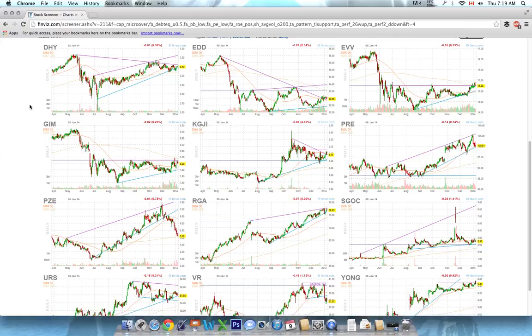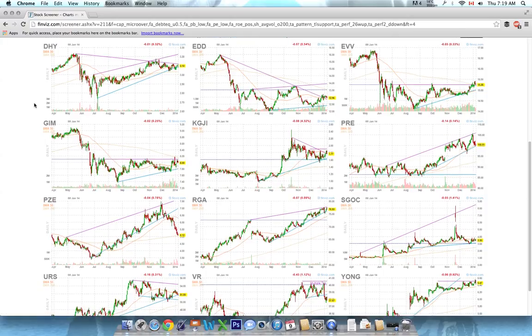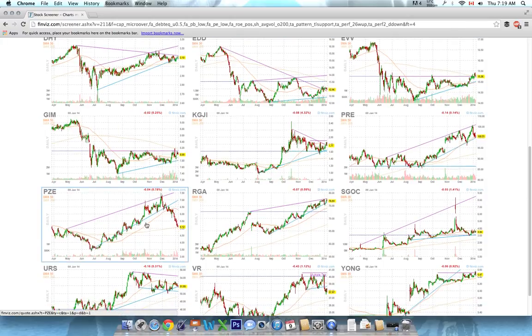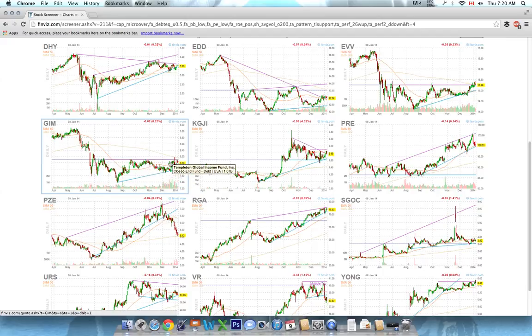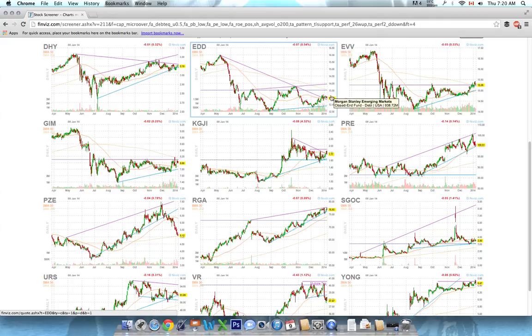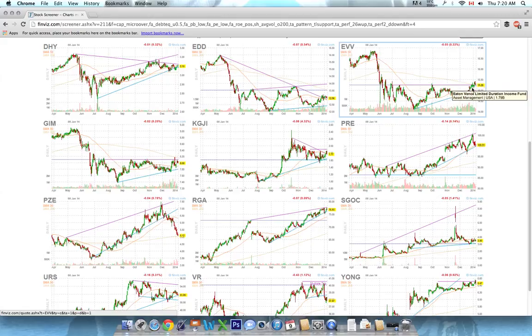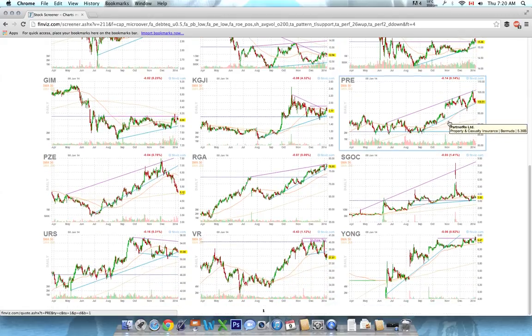So again, the stock screen's not perfect. You're going to have to use your own judgment. For example, PZE here doesn't look like a great swing trading opportunity. The stock is broken down even though it's up on the half of the year. On the other hand, GIM might be getting ready to bounce. EDD might be coming out of a consolidation here. EVV might be breaking out and retracing to some support for the next leg higher.